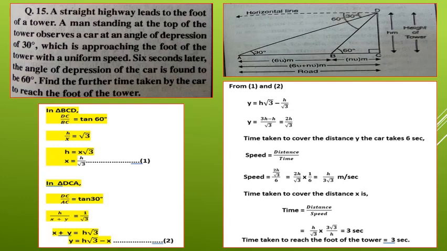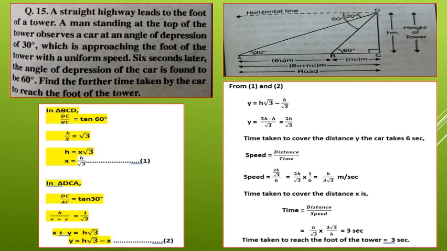Then the car approaches the foot of the tower. When it reaches the point B, now the angle of depression of the car is 60 degree. The car takes 6 minutes from A to B. The question is, find the time taken to reach the foot of the tower. From B to C, the time taken we have to find.